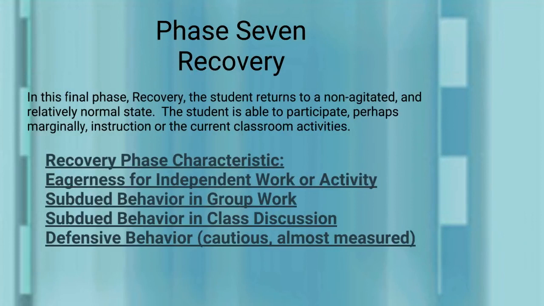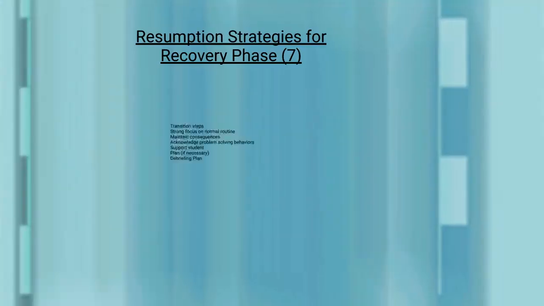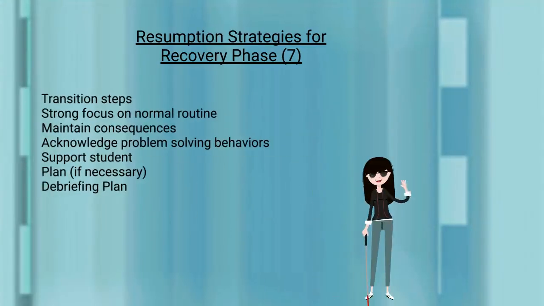In this final phase, recovery, the student returns to a non-agitated and relatively normal state. The student is able to participate, perhaps marginally, in instruction or the current classroom activities. Transition steps, strong focus on normal routine, maintain consequences, acknowledge problem-solving behaviors, support the student, plan if necessary, debriefing plan.